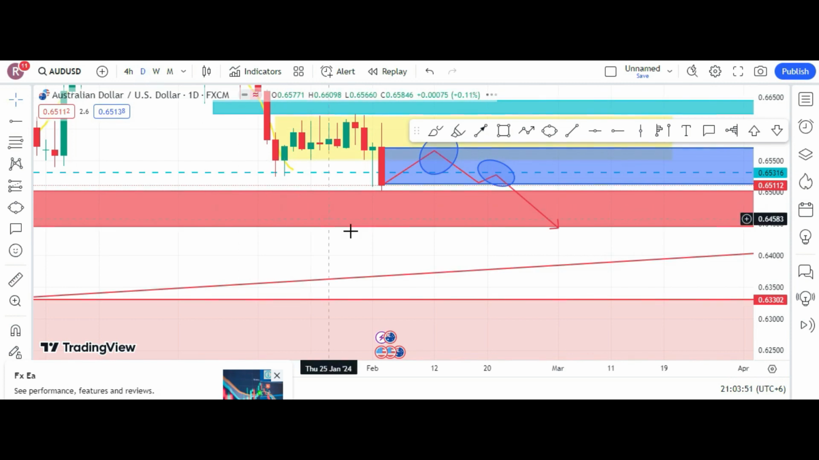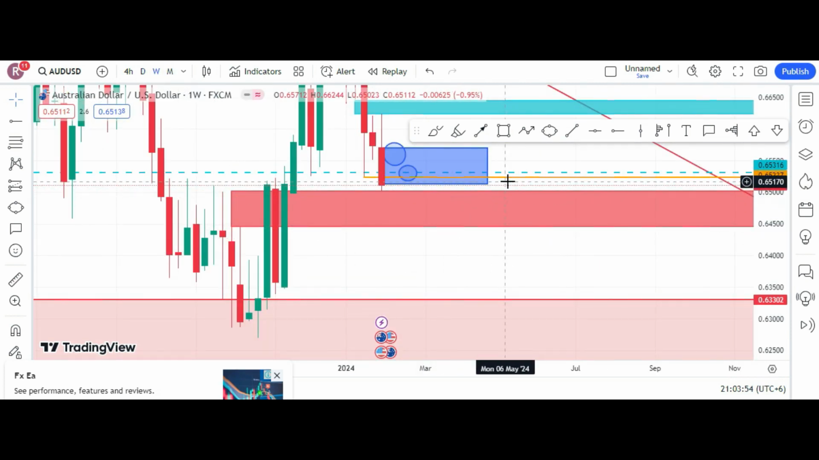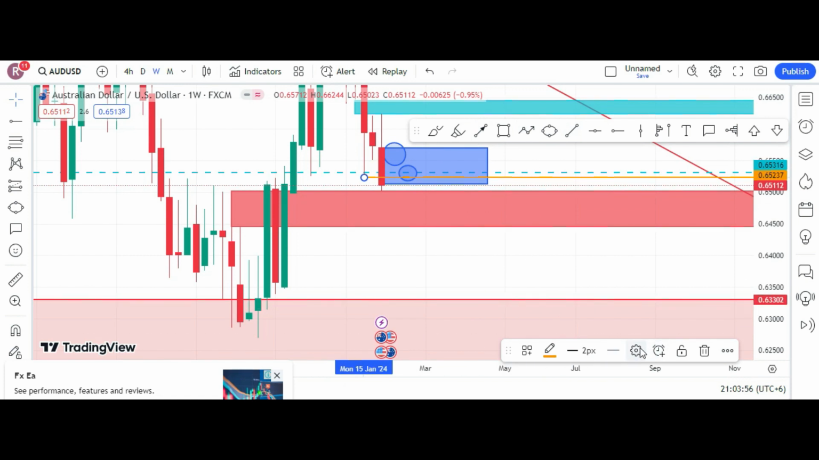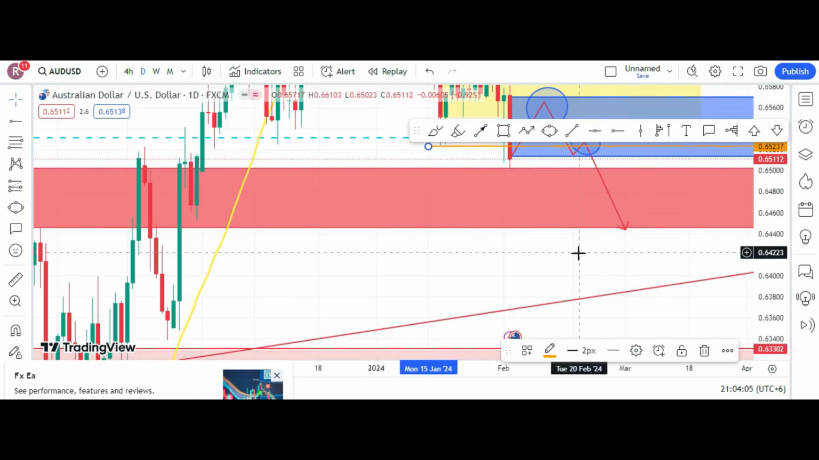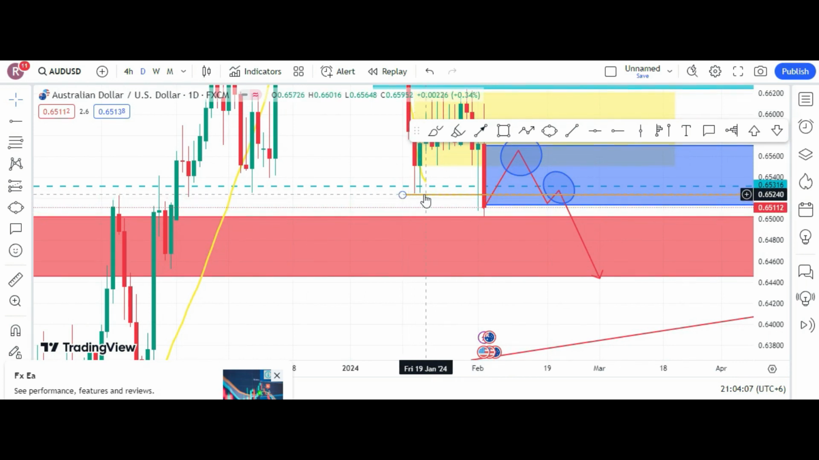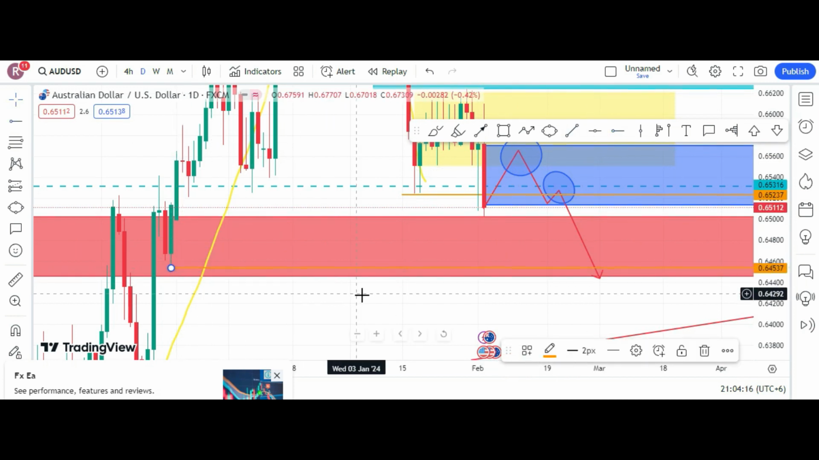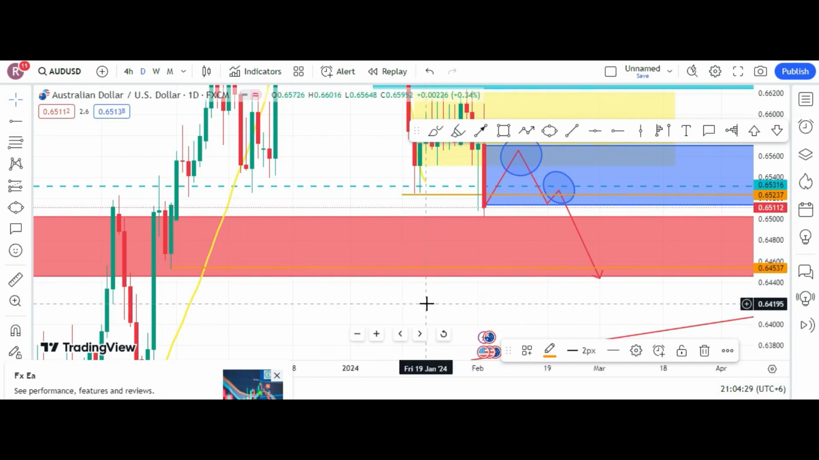But as far as daily is concerned, let me enable it. You can see things more easily in daily. You guys can see that the structure has been broken already. It has taken out the previous low. So I am expecting the market to target here. Believe me, the market will come and test this area. After taking out this imbalance, maybe things will change. Then we have to do another analysis to see where the market will go.